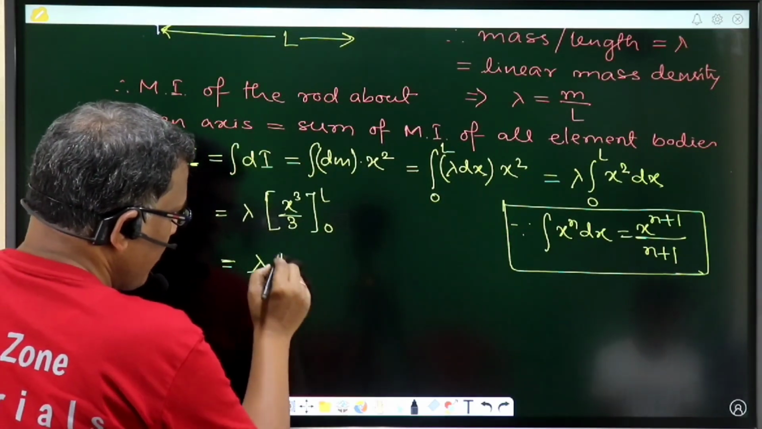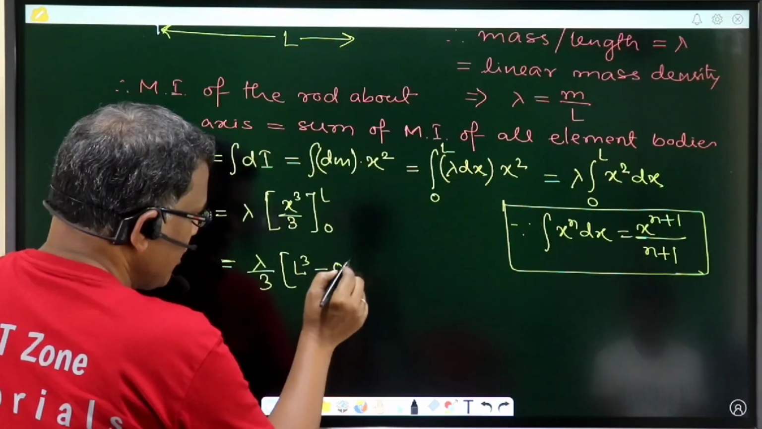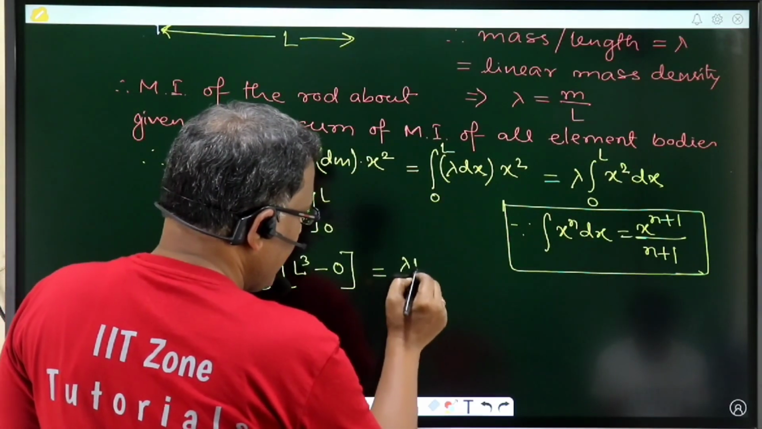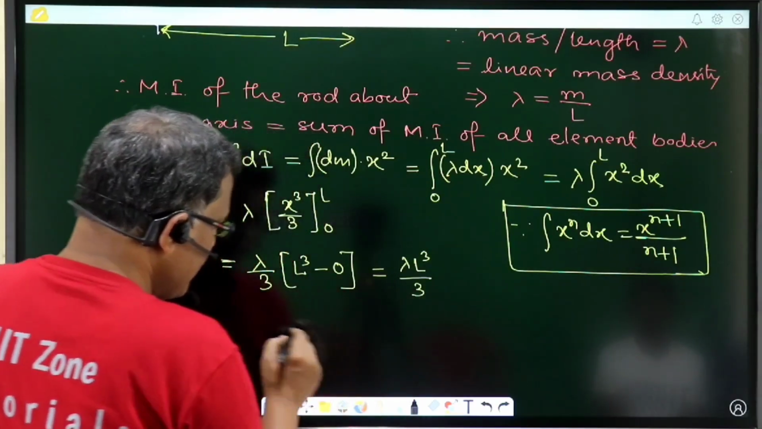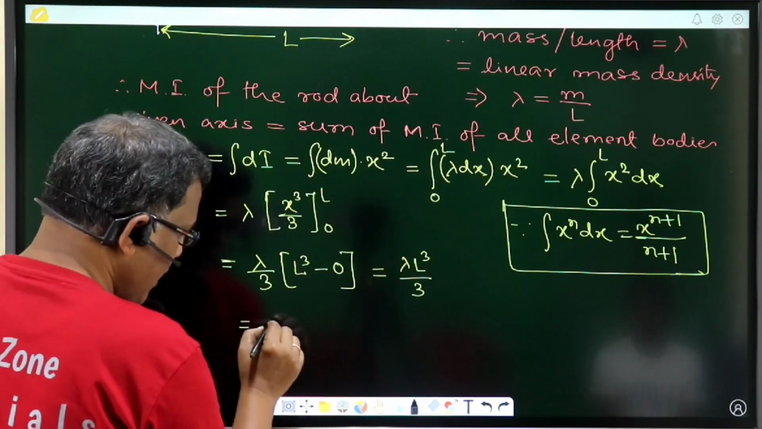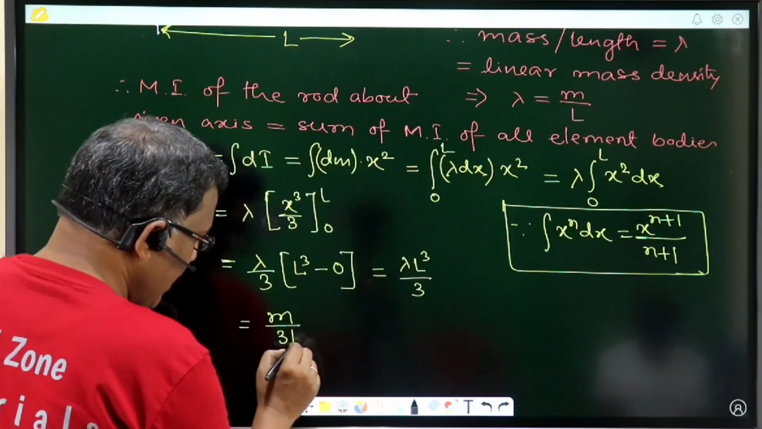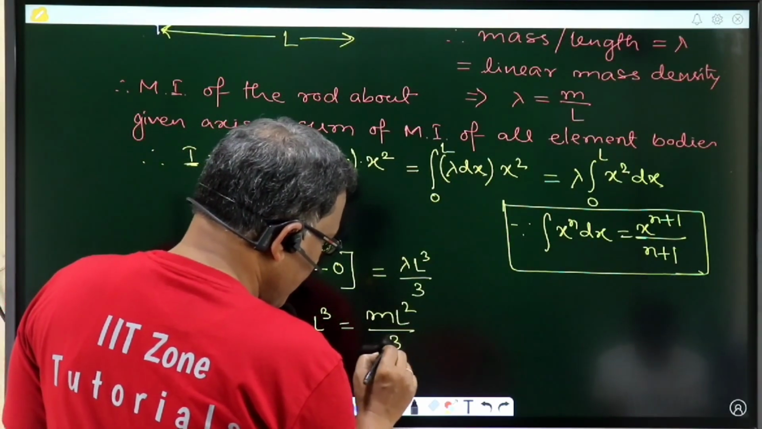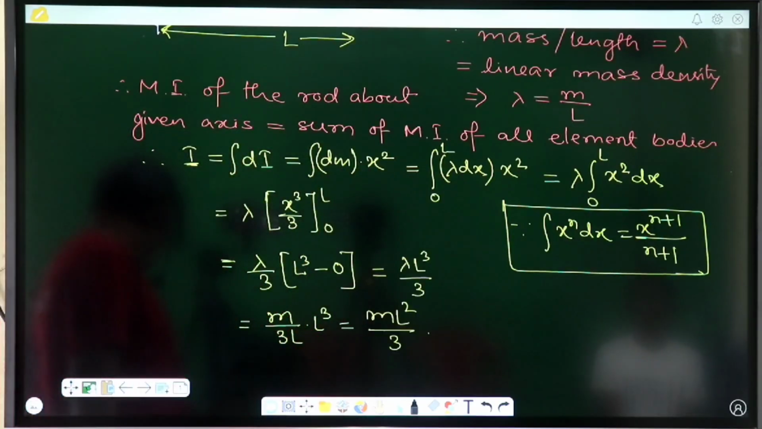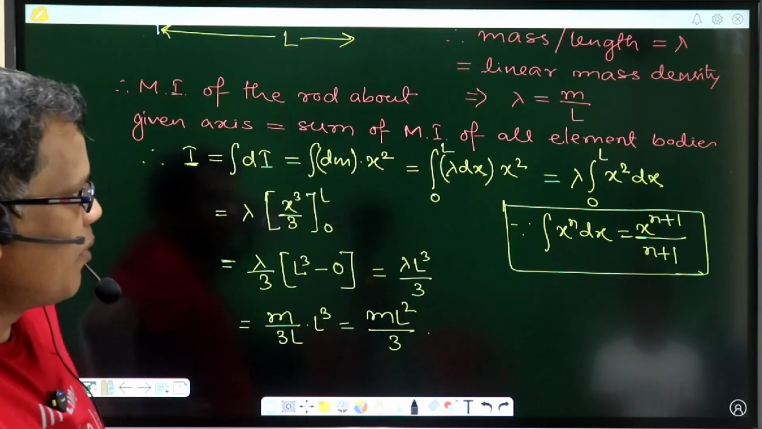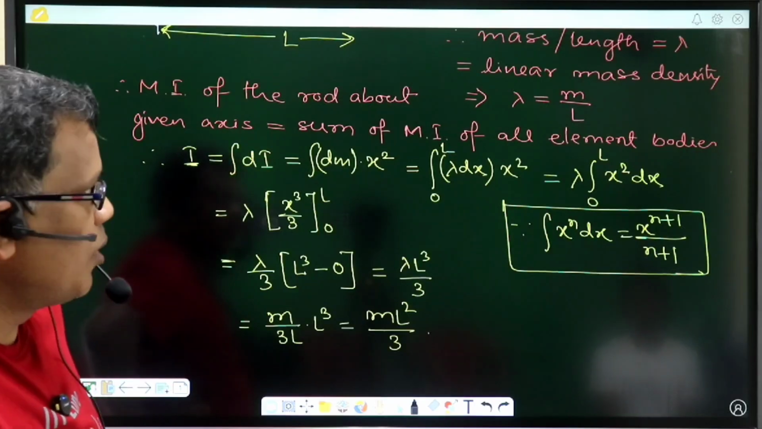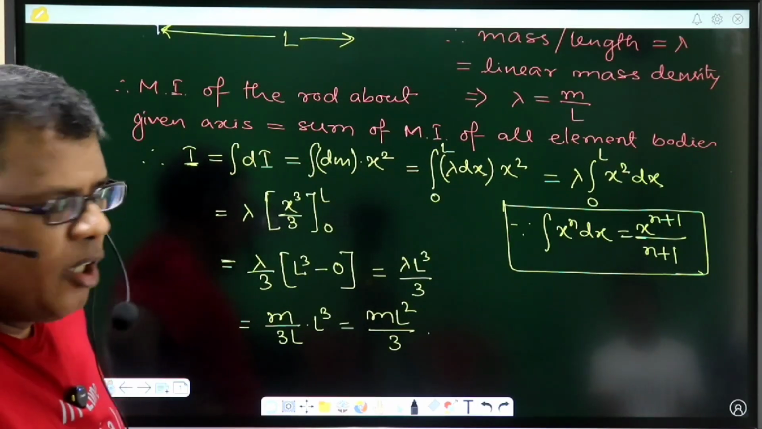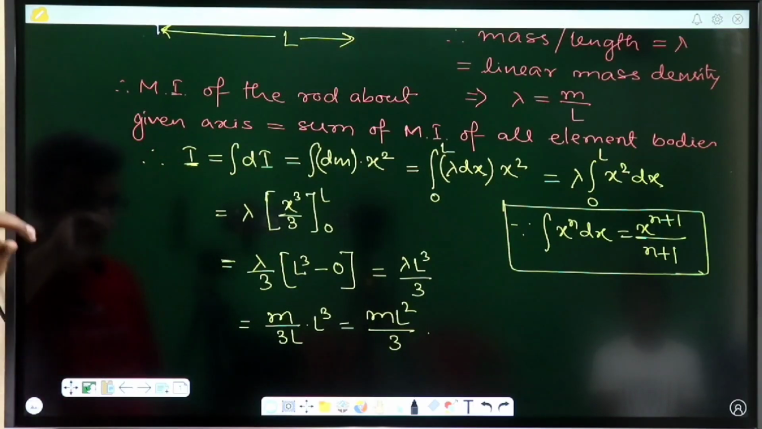Then it is lambda into L cube minus 0. That means this is finally lambda into L cube by 3, and instead of lambda, if you substitute M by L, it will be M by 3L, that into L cube. So finally it is ML square by 3. This is the way you can find the MI of the rod about an axis passing through the end position of the rod and perpendicular to its length. This is one idea of getting MI by using integration.